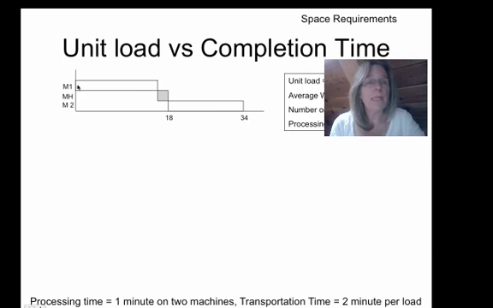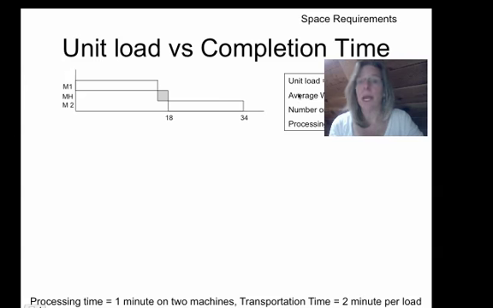What that means is that you start at time period 0 and you process for 16 minutes, because there's 1 minute processing time. You process that load for 16 minutes, then you transport it for 2 minutes. That's on the first machine; you process it, transport it to the second machine, and then it's processed for another 16 minutes. So the total processing time for this particular load is 34 minutes.